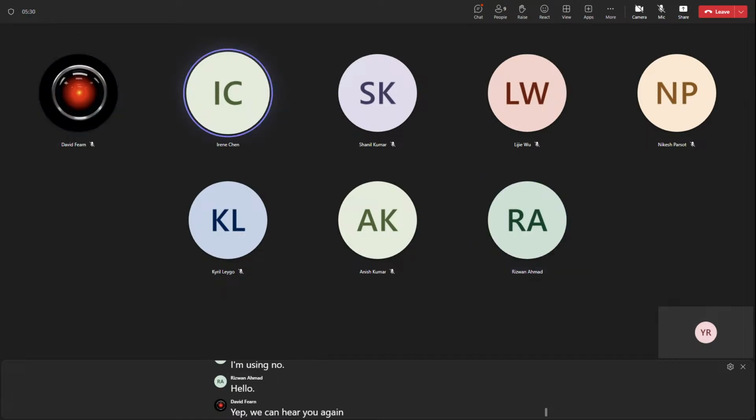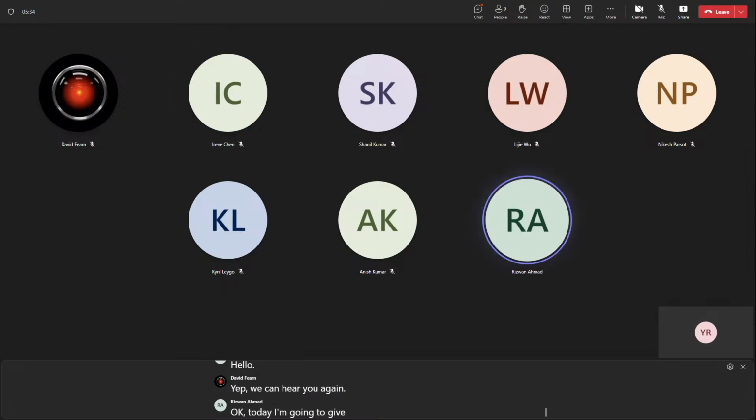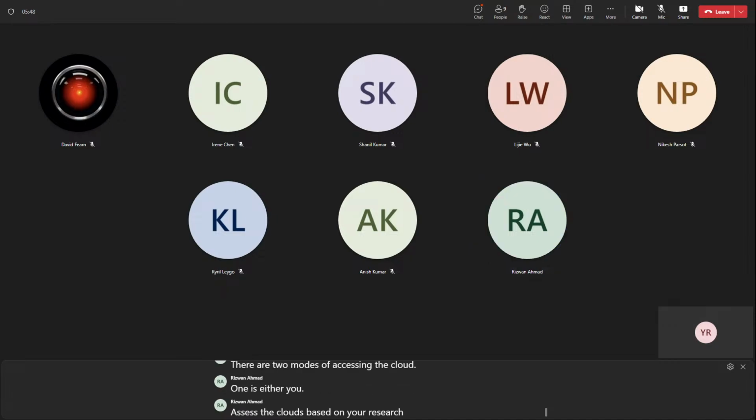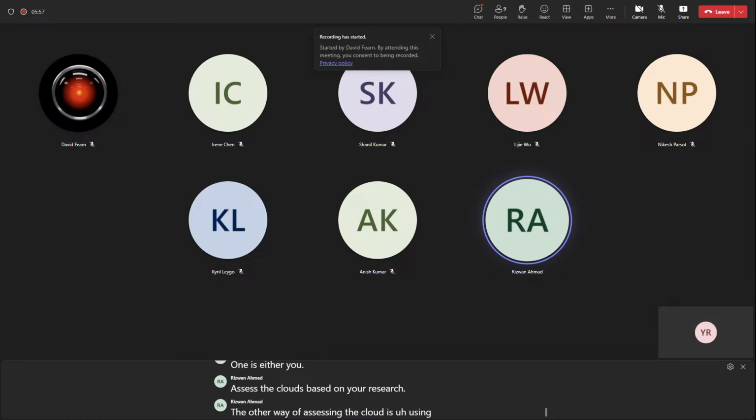Yes, okay. Today, I'm going to give you some guidance on how to get the cloud risks. Now, there are two modes of assessing the cloud. One is that you assess the clouds based on your research. The other way of assessing the cloud is using a government tool.